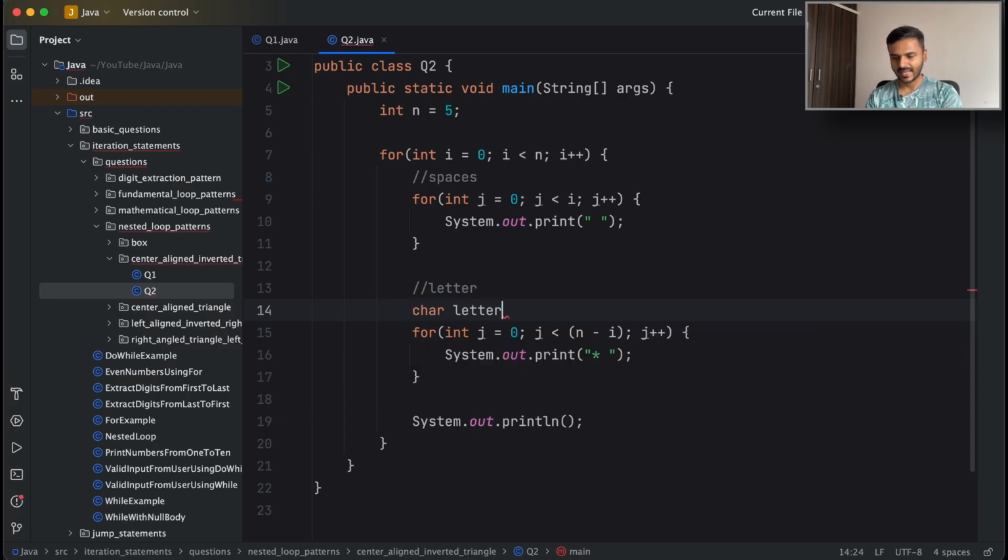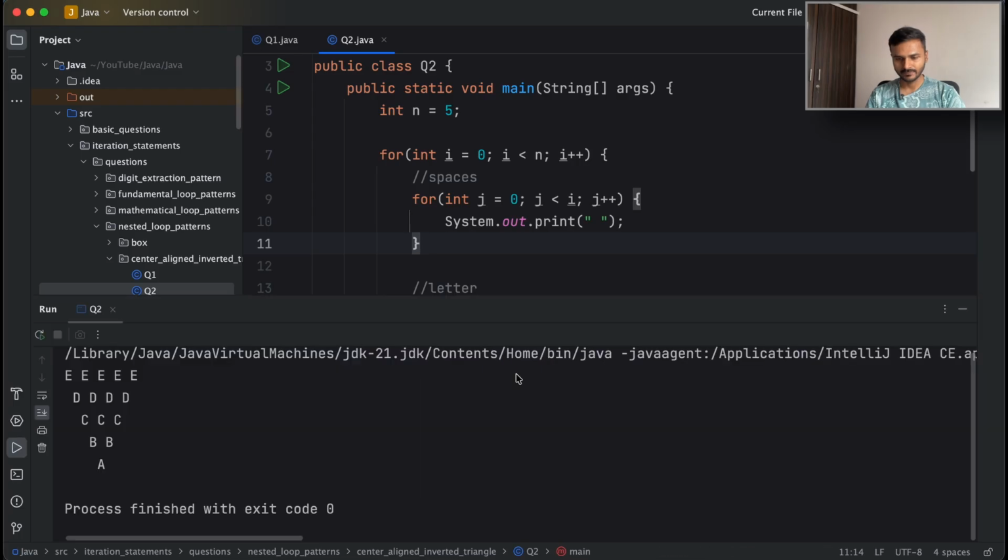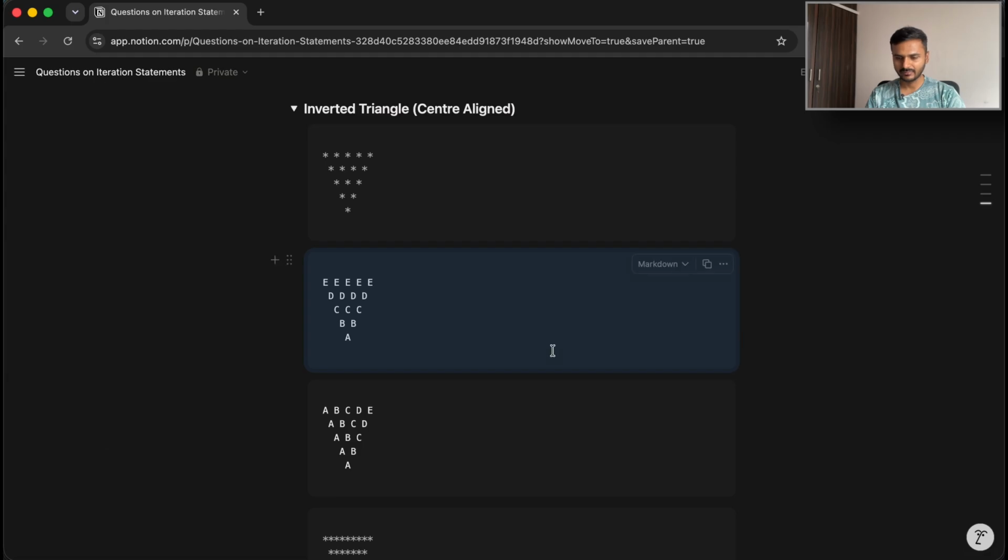So let's say char letter. This is going to be A plus n minus 1 minus I, right? And what we will have to do is we'll have to convert this, because this will give us an integer at this point. We'll have to convert this to a char. So we'll say this. So this will give us the letter, and we will take that letter, print it with a space. And that is all that we will have to do to be able to print this. So let's run the code and check if it is working fine or not. And it is. This is what we got, which is exactly what we had expected, right?